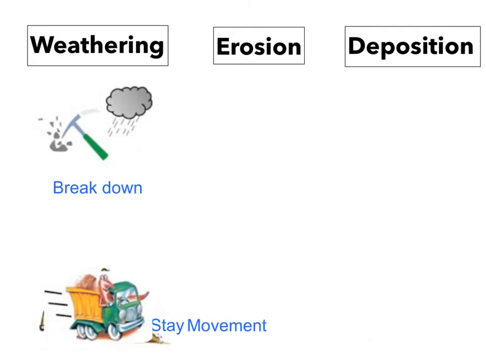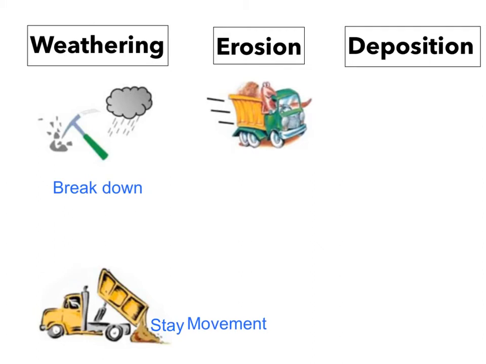The forces of weathering break rocks into smaller and smaller pieces. Then the forces of erosion carry the pieces away. Erosion is the movement of rock particles by wind, water, ice, or gravity. Weathering and erosion work together continuously to wear down and carry away the rocks at the Earth's surface.